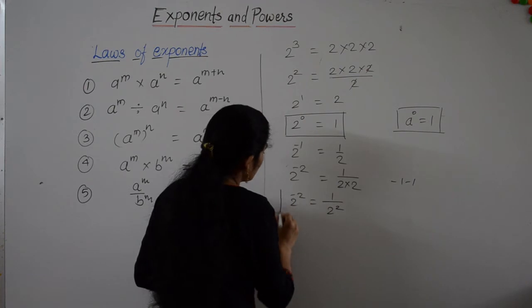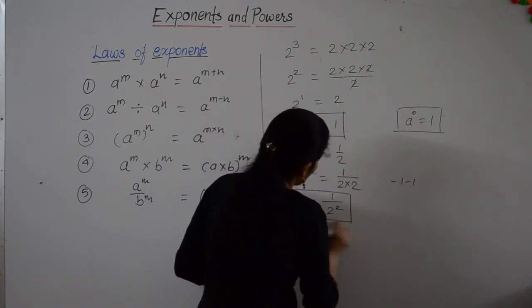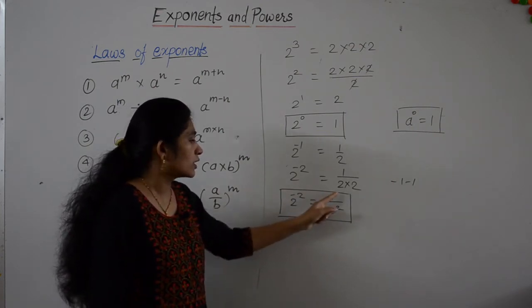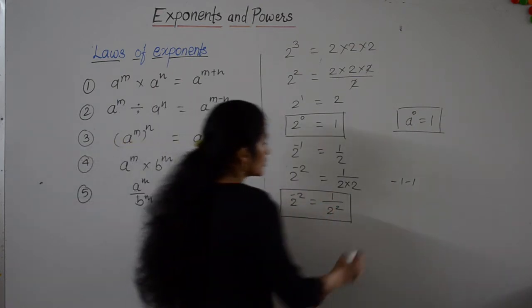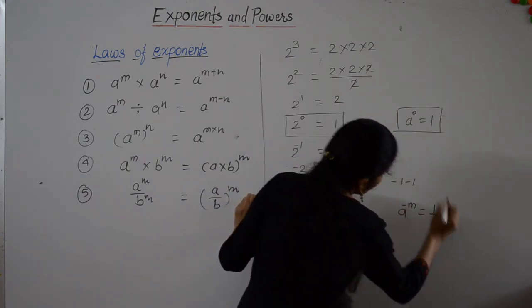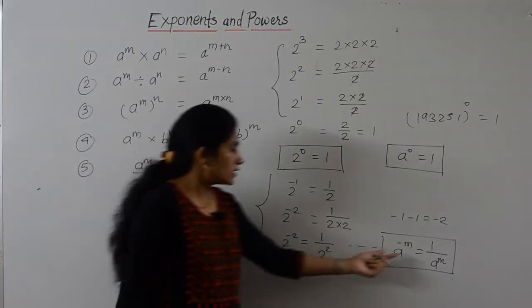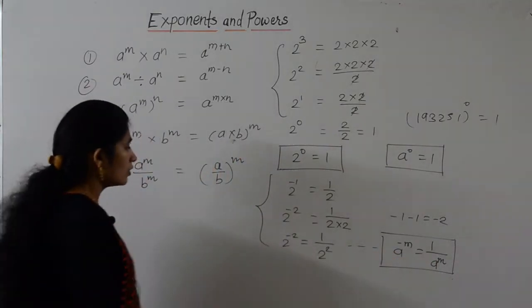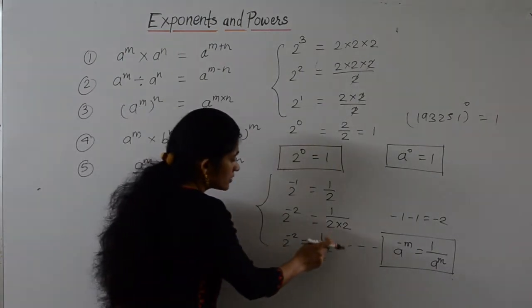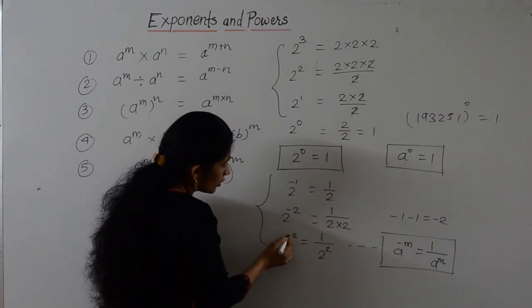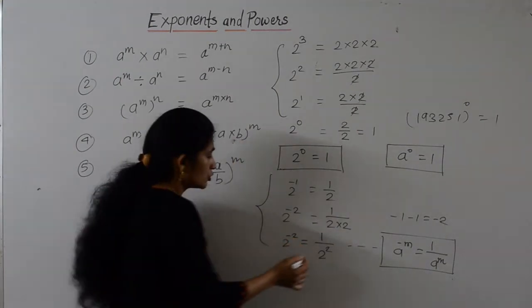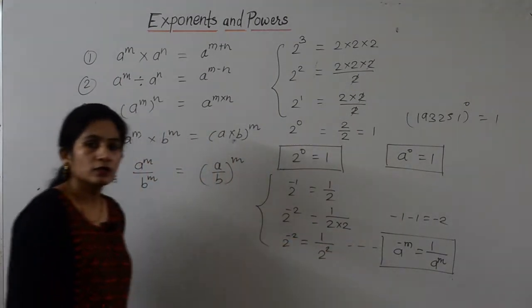Now here we got another important property, that of negative exponent. That is, 2 raised to power minus 2 is equal to 1 upon 2 square. In general, you can write a raised to power minus m is equal to 1 upon a raised to power m. Now there is a trick to remember this. All you need to do is take the reciprocal of 2. Reciprocal of 2 is 1 by 2, and then you have to drop this negative sign. So if you drop the negative sign, your power will become positive, meaning 1 by 2 raised to power 2.